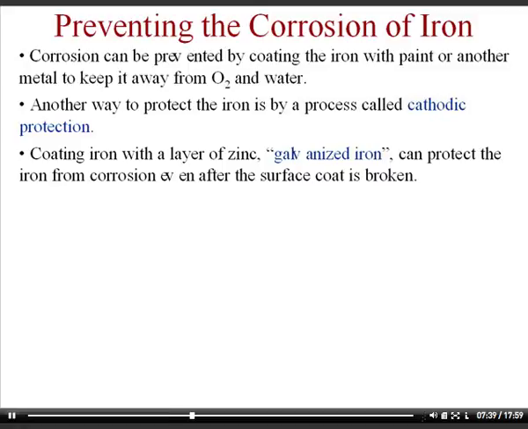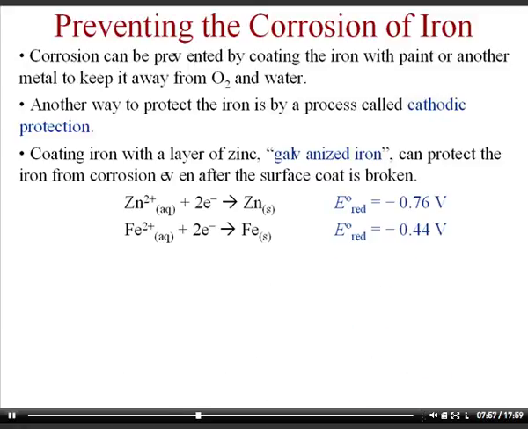The coating of iron with a layer of zinc is called galvanized iron, and it protects iron from corrosion even after the surface coat is broken. So as long as the zinc is in contact with the iron, the iron might be exposed to the oxygen in the air, but instead of the iron rusting, what happens is the zinc rusts first.